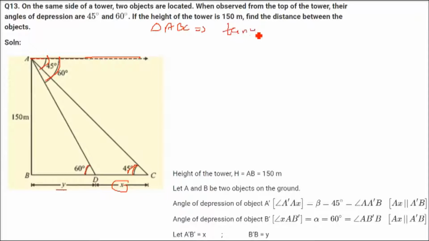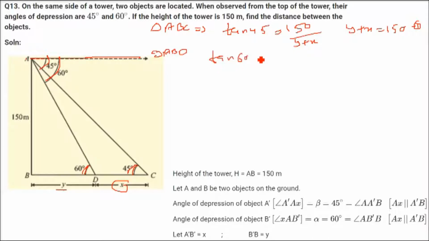tan 45 degree is perpendicular by base. So 150 by y plus x. And tan 45 is 1, so we get y plus x as 150. This is our first equation. Coming to the second equation, 60 degree. So we are taking now triangle ABD. Triangle ABD.